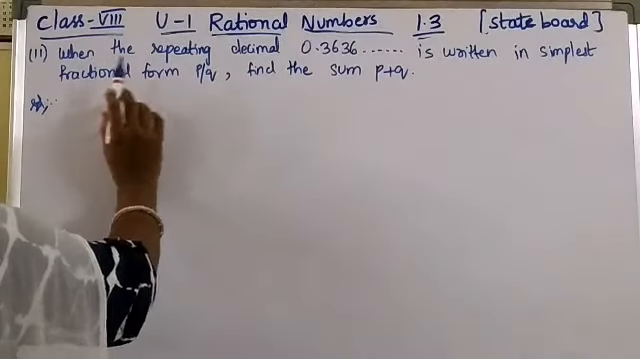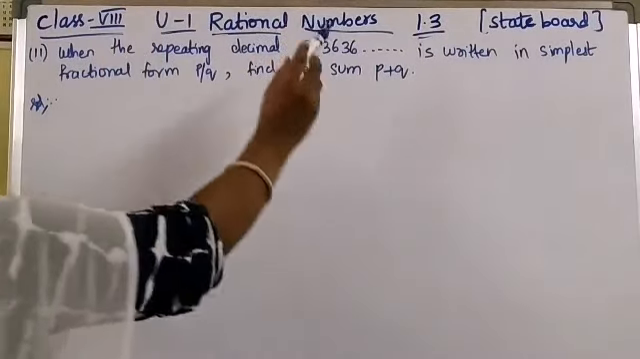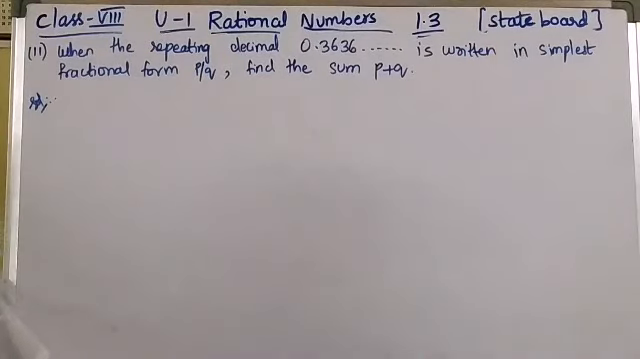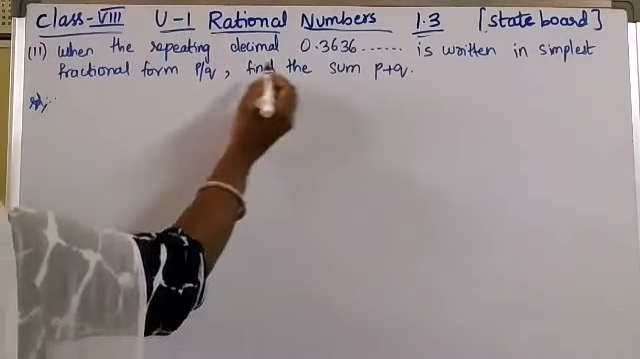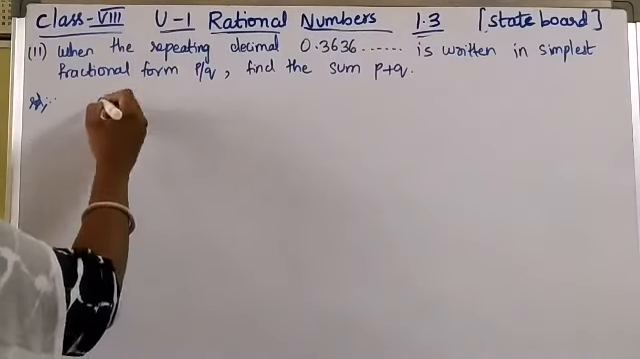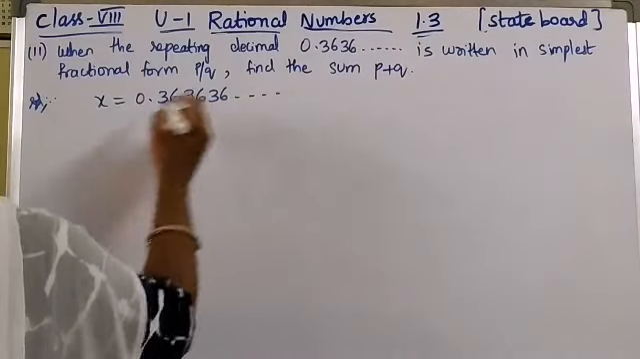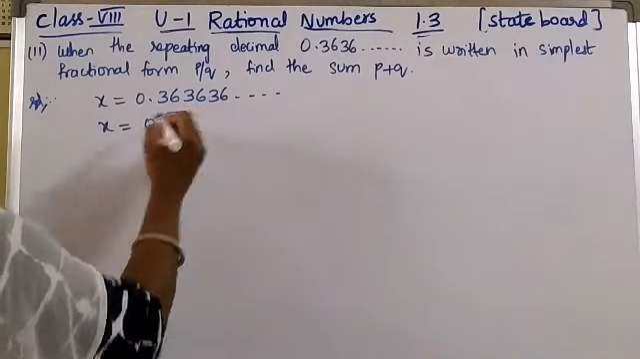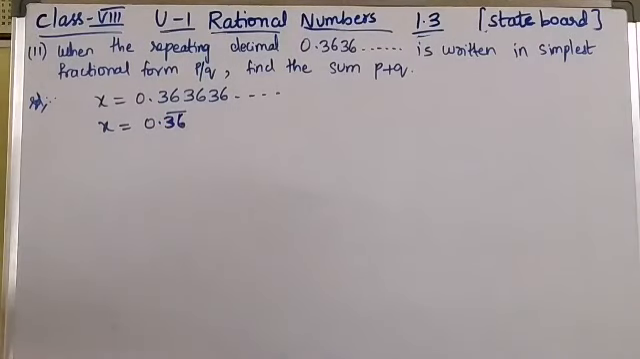11th question, children. When the repeating decimal 0.3636 and so on, this is a non-terminating repeating decimal, is written in simplest fractional form p by q, find the sum of p and q, p plus q. Okay. Here first we have to convert this non-terminating repeating decimal into p by q form. So take x as 0.363636 and so on, and here 36 is repeating, recurring, no, so 0.36 bar is the right. Here 3 and 6 is repeating, so x equal to 0.36 bar.